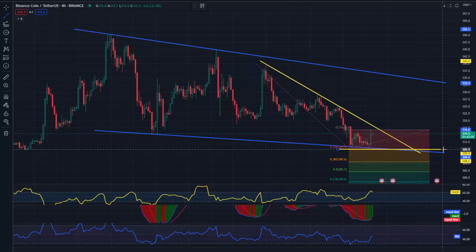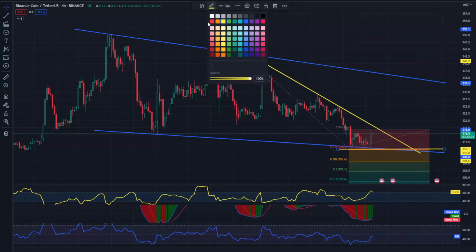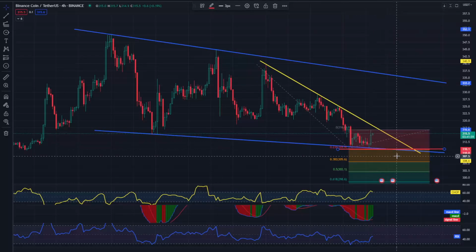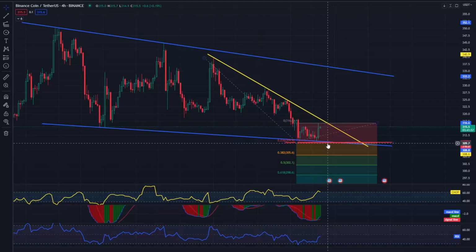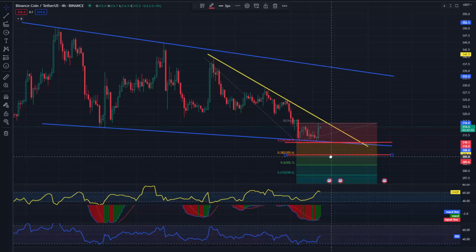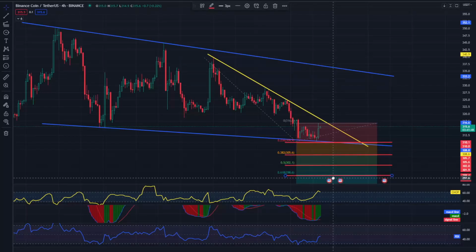Let's start by marking the support spots for the price, and we see that we first have support at $310, which has held the price so far. But if the price goes lower, then we have another support at $305.70, then at $301.90, and another support at $298.40.